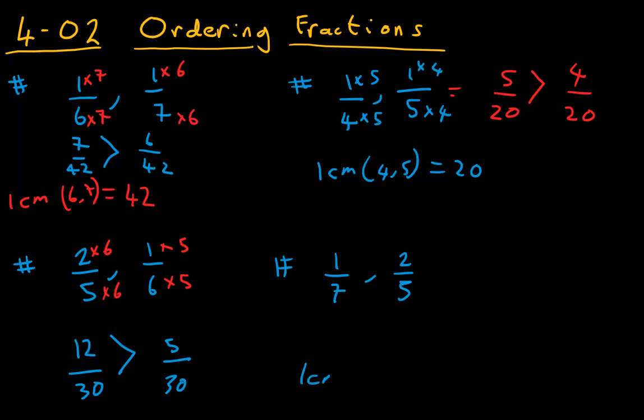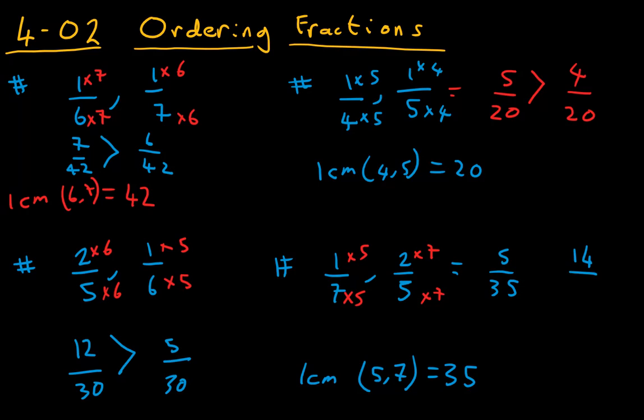The lowest common multiple of 5 and 7 is 35. I'm going to multiply by 5, by 5, by 7, by 7 to get 5 over 35 and 14 over 35, and that is definitely larger.